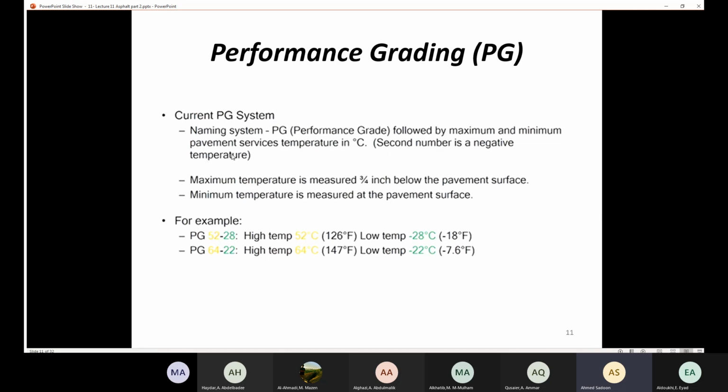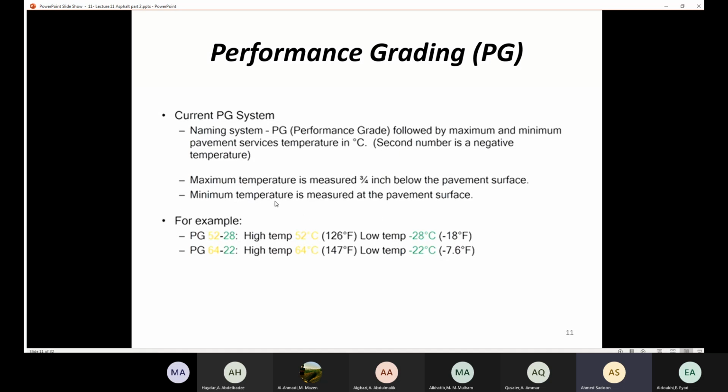So in order to select the asphalt that is going to suit my needs, I need to measure the maximum temperature and the minimum temperature, and then upon those values, I'm going to select the suitable type of asphalt binder according to the PG system. So how am I going to measure the temperature? The maximum temperature is going to be measured 3/4 inch below the pavement surface, because we know that the deeper we go down, the higher the temperature is going to be. So that is why I need to measure the temperature about 3/4 inch below the pavement surface.